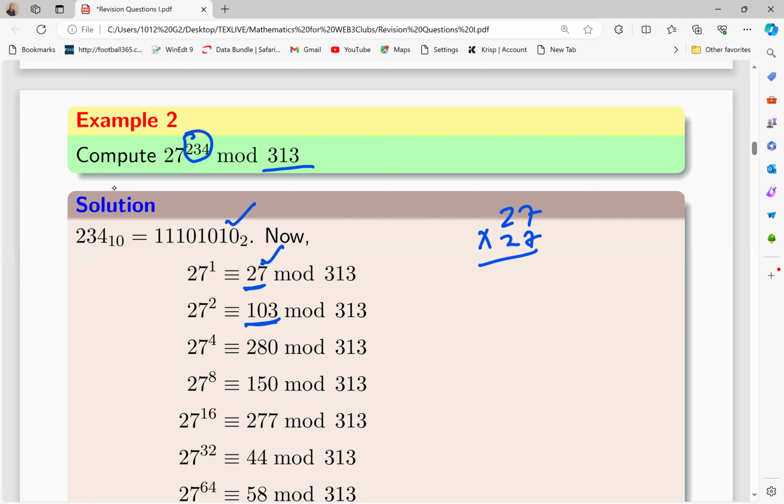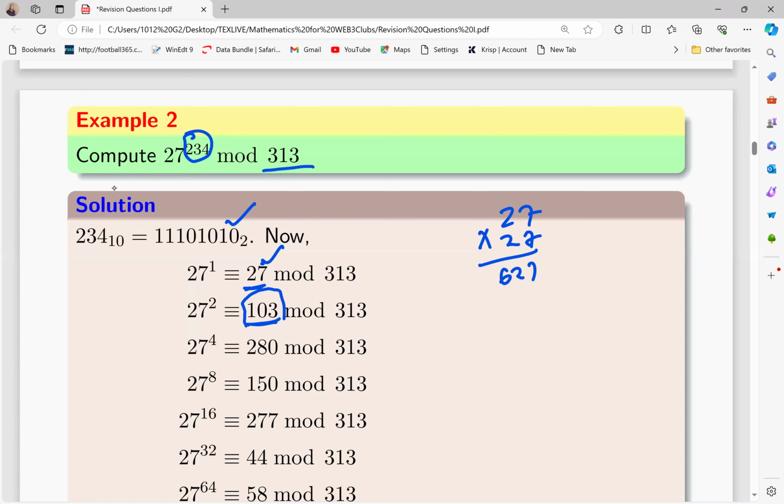729. Dividing by 313, the remainder becomes... Is it correct? 103? This is the one I'm asking whether it's correct. Because what you said, what do you get when you multiply 27 by 27? What do you get, this product?